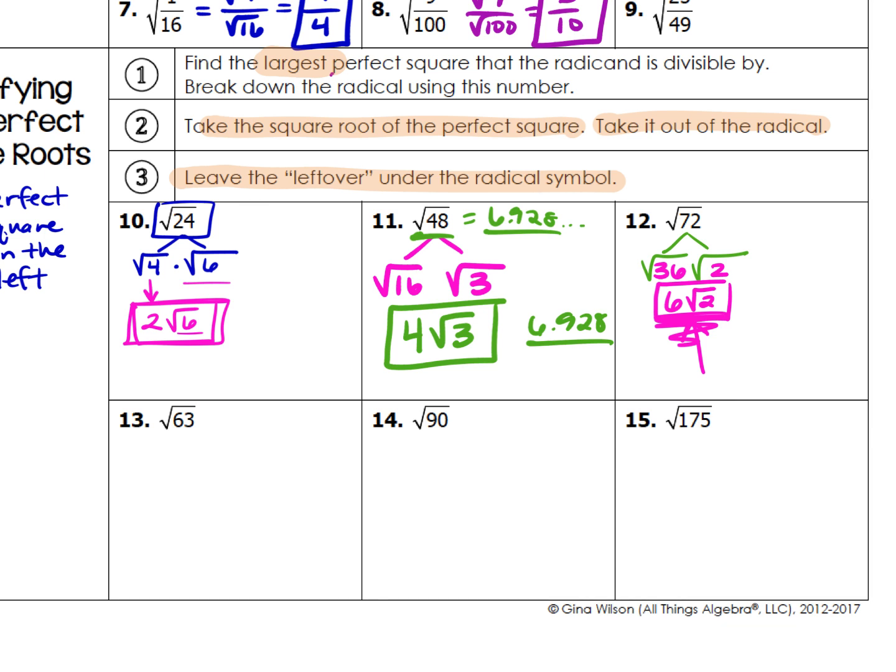How did you get like 6? The square root of 36 is 6. Oh, okay. So you're going to get rid of the radical on one side, the left side, and you're going to keep the radical on the right side.